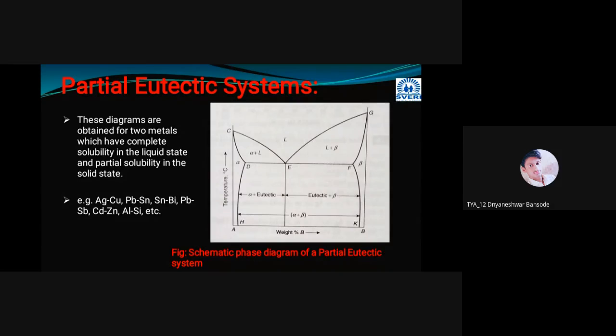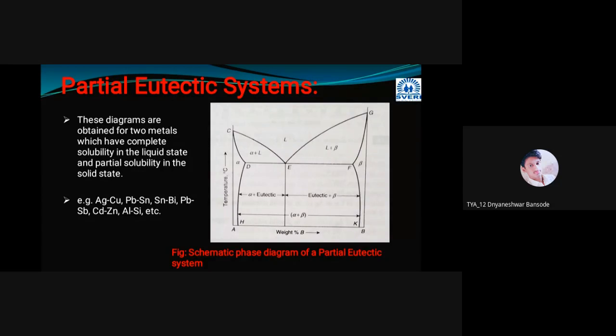Now here, this partial eutectic system, when you are obtaining that, if you are having an alloy which consists of two metals, binary alloy means two elements will be there, and these two elements are completely soluble in each other in the liquid state, and partially soluble in each other in the solid state, then we will end up with the partial eutectic system.